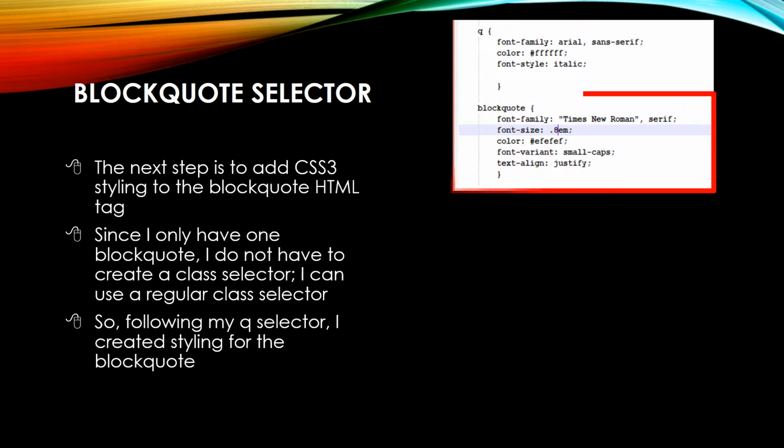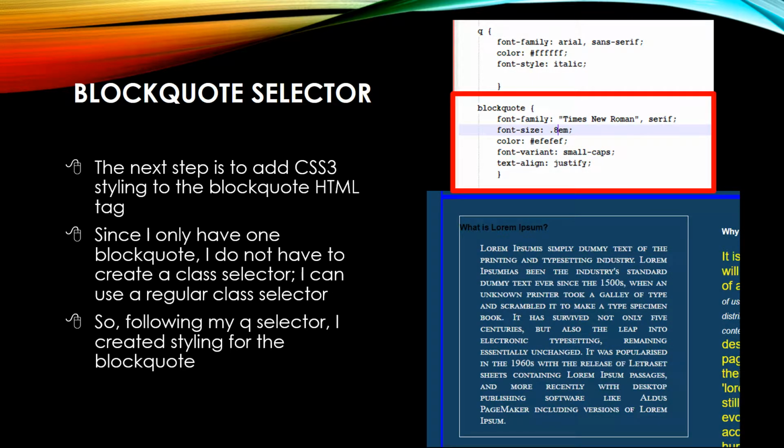Following my Q selector in the style section of the head tag, I am going to create my styling for my block quote. Notice I have the font family, a font size, and a color. I also used the font variant small caps, and I wanted to justify this to make it look like a solid block. When I run it, you're going to see that it is in white font, and it has justified, and it has small caps.